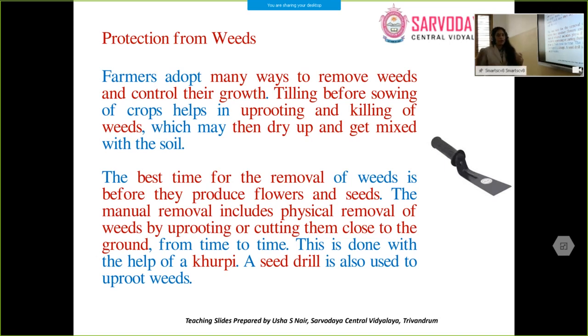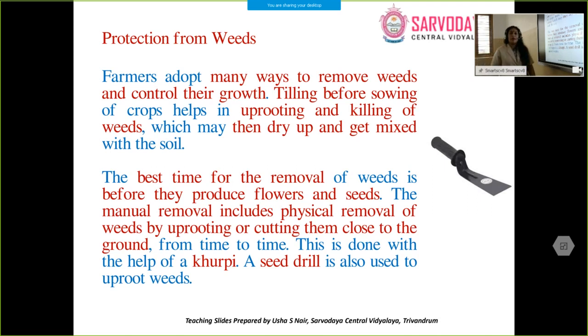When you are taking out the weeds, what do they do? They manually do it by uprooting, pulling it up, or cutting them close to the ground. Either we cut it or we uproot them and we can take out the weeds. But this has to be done from time to time. Now, how is it done? A tool there is. This is done with the help of a kurpi.